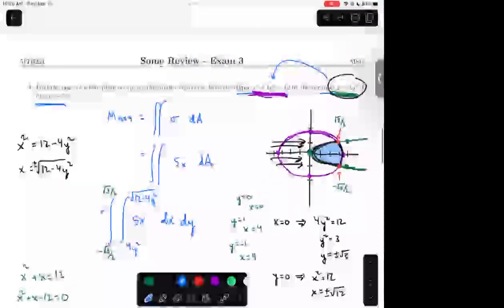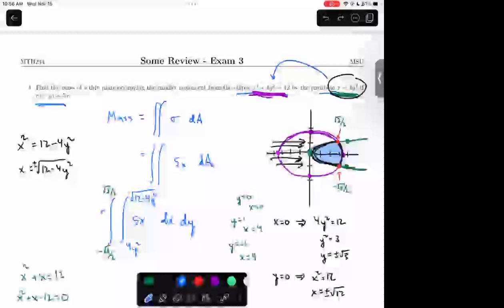All right, we have the setup done. If this was a 10-point problem or so, I would probably guess at least 6 or 7 of the points are for the setup. So usually the setup is the majority of the points.